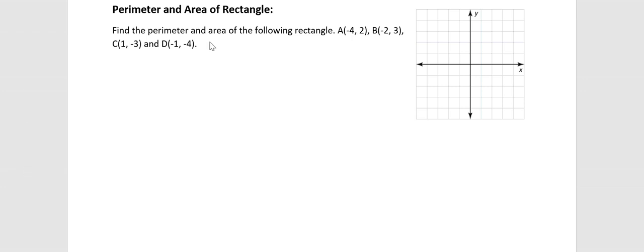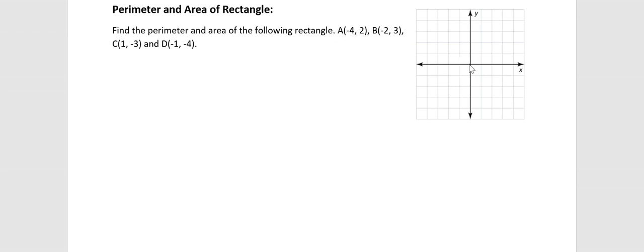To find the perimeter and area of a rectangle, first you need to draw the figure in a coordinate plane. For example, find the perimeter and area of the following rectangle. The vertices are A(-4, 2), B(-2, 3), C(1, -3), and D(-1, -4). So let us plot each point.